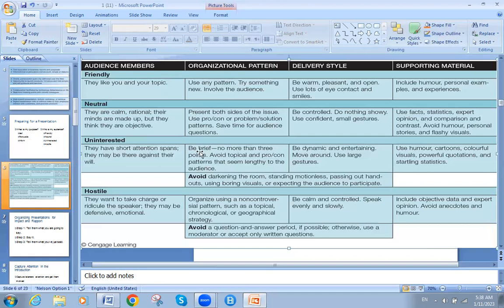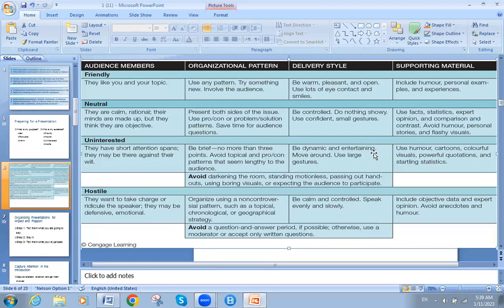How to organize your own pattern? Be very brief, no more than 3 points. Avoid topical and pro-con patterns. So be brief, very brief, no more than 3 points, so that when you talk, always talk in brief, because you want to keep them engaged. You want to keep them busy. Avoid topical and pro-con patterns that seem lengthy to the audience. Don't talk in very much detail because they are already not very interested. So don't talk in very much detail in your presentation.